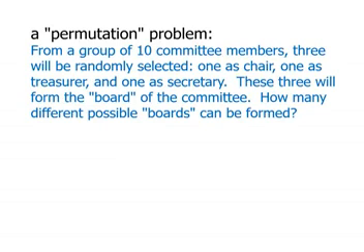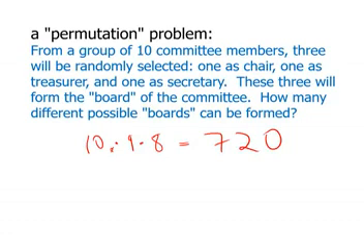So for this one, instead of using a formula, we're just going to say how many choices for the first person, 10 choices, how many choices for the treasurer, 9 choices, how many choices for the secretary, 8 choices. And we're just going to multiply 10 times 9 times 8. Well, 9 times 8 is 72, times 10, 720. And so we get this directly from the fundamental counting principle without using any formula at all. And that's very important.